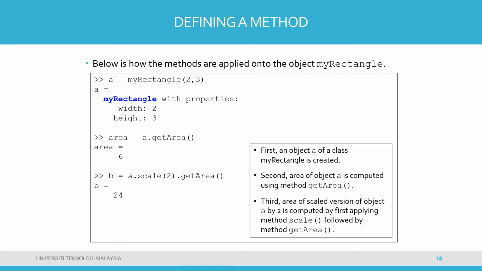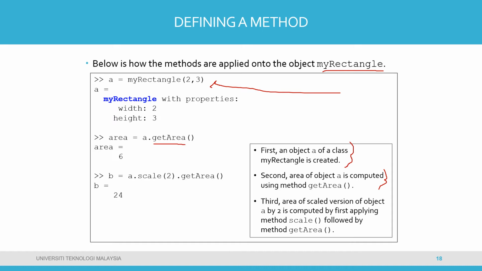So if you already define everything, you can run this class. You already saved the my rectangle. First, you have to insert the values. So you insert 2 and 3. This is the first one, you create it, and secondly you can get the area. So basically you just call get area. So area equals a dot get area.